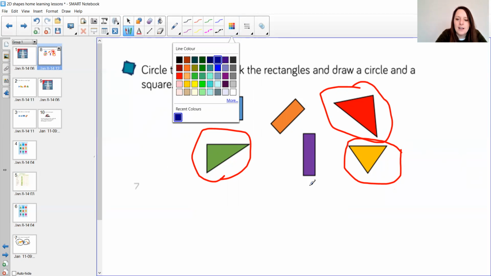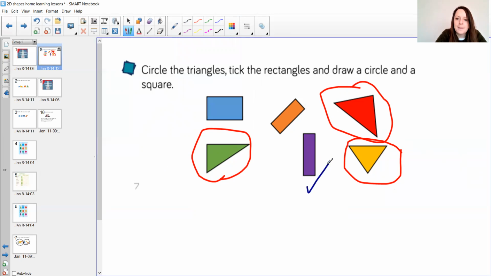Are they rectangles? Yes, it's got 4 sides and 4 vertices, and it's got 2 longer sides and 2 shorter sides. I'm going to give that one a tick. This one also has 4 vertices, 4 sides, and it has 2 shorter ones and 2 longer ones. So I'm going to give that a tick. And the same here. Well done. So I've ticked the rectangles and I've circled the triangles.